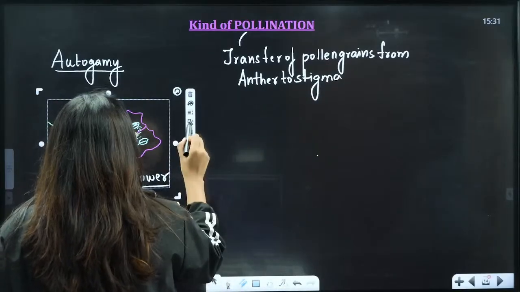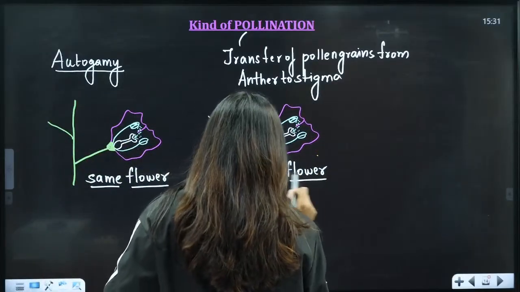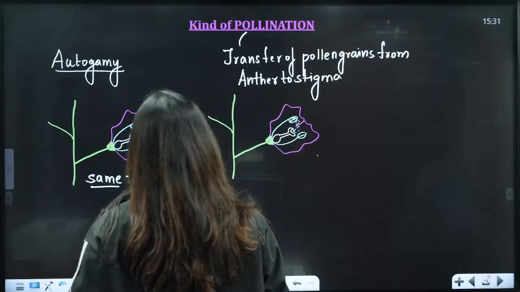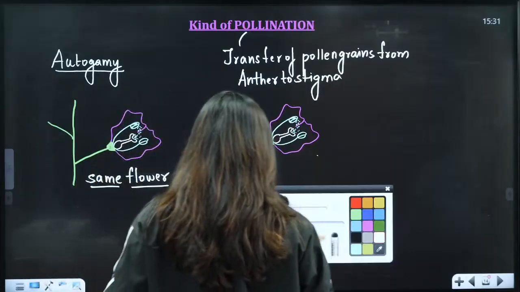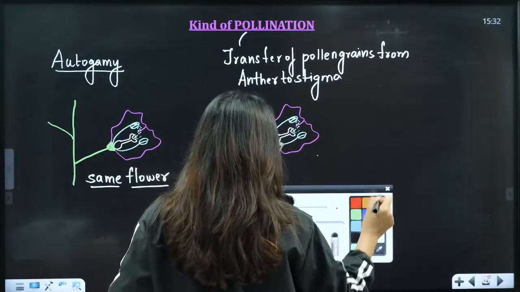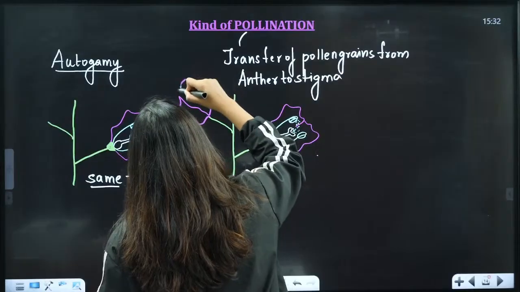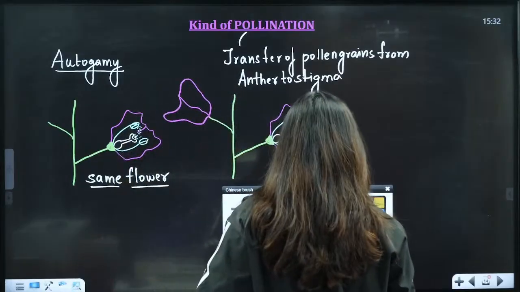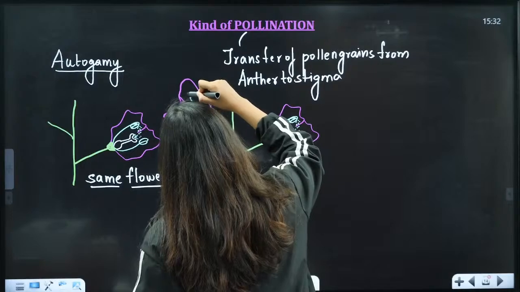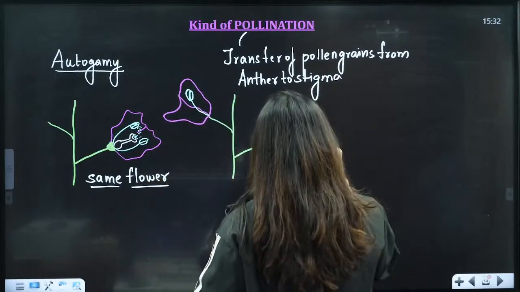Clear to all of you? So let's just bring it here. Now here also you can see a flower. Now what is going to happen, students? Now here also let's draw a flower. This is a flower. So here also anther will be there. Yes, ma'am, anther will be there. Now here, what do you see?